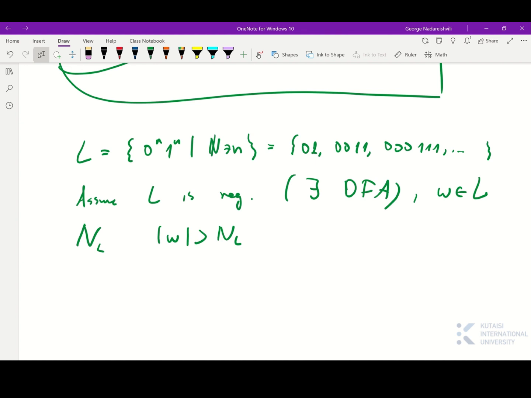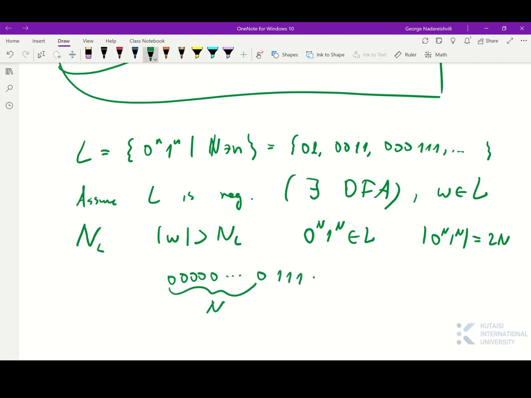Specifically, for example, 0 to the power n, 1 to the power n belongs to this language, right? And the size of this word is 2n, so it's bigger than n. So you can always find a string that's bigger than any given number. So I know that this number exists, and I know that if this number exists, there must exist a word that is bigger than this number. So maybe this is n, and then this is also n. So this is my word now.